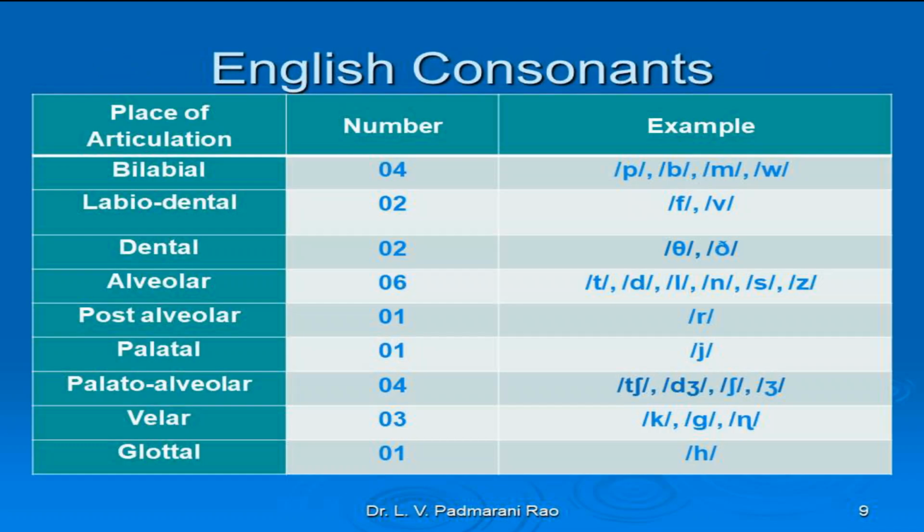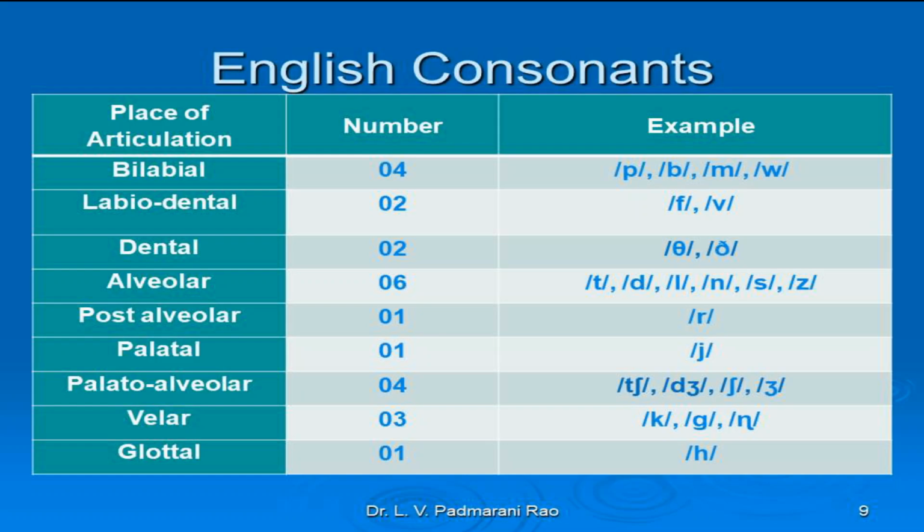Now, let us look at the English consonants as they are distributed according to the place of articulation first and then the manner of articulation. According to the place of articulation, the first is bilabial. We have 4 English sounds belonging to the bilabial, which are produced using the 2 lips: p, b, m, w. Labiodental, we have 2 labiodental sounds in English, f and v.